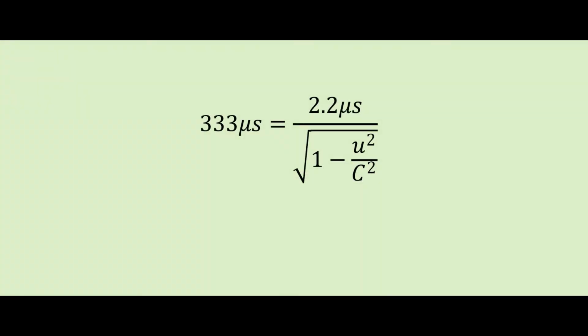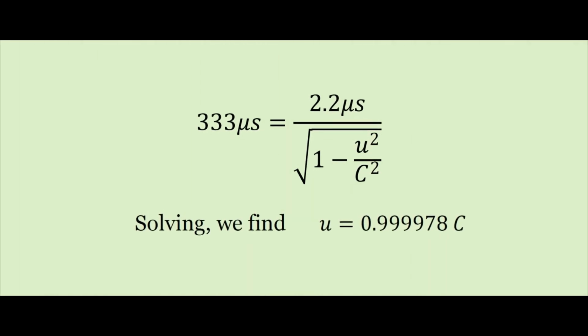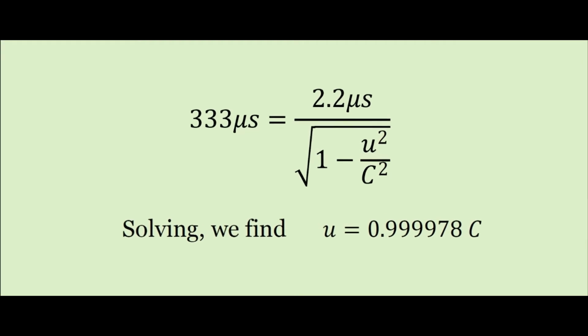In the muon's frame of reference, the interval between its birth and decay is a proper time interval of 2.2 microseconds. Now by this equation, by solving it we get u equals 0.999978 c. If it were not for the time dilation effect, muons would not survive to reach the Earth's surface. The observation of these muons is a direct verification of the time dilation effect of special relativity.